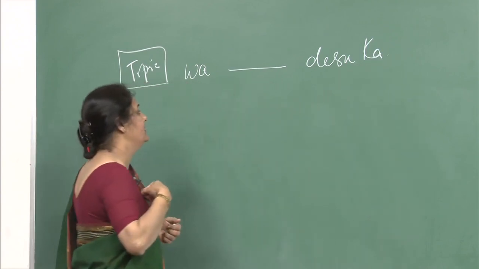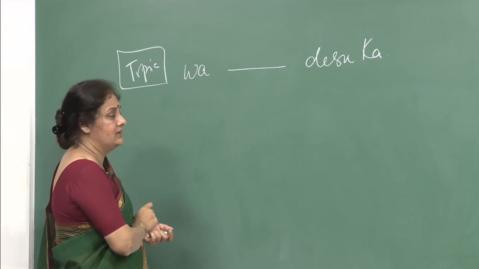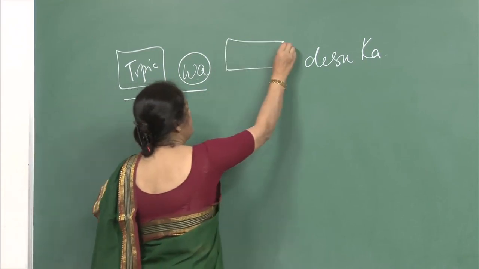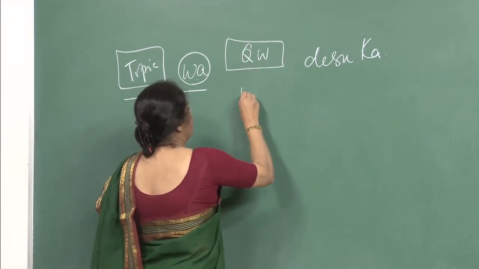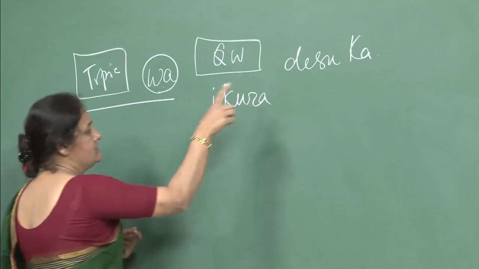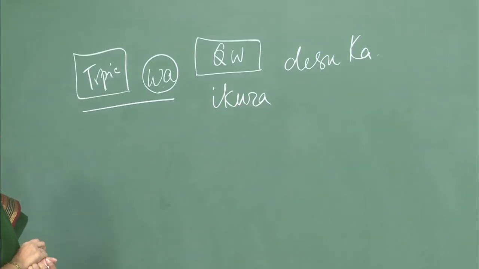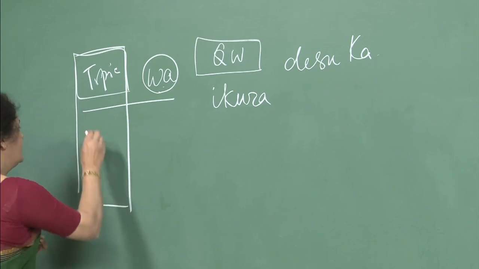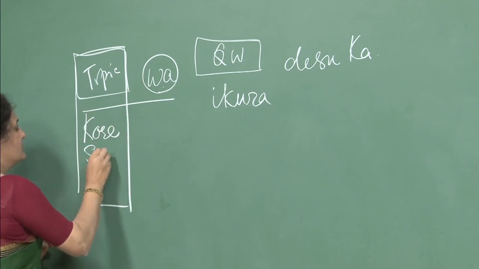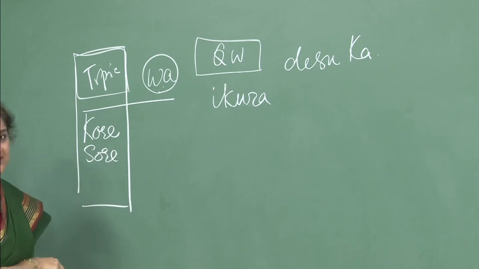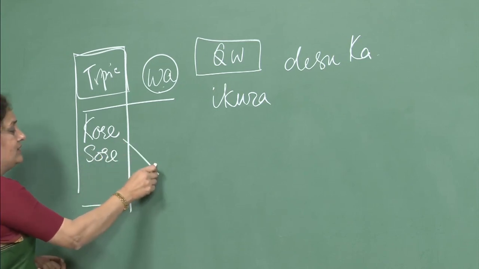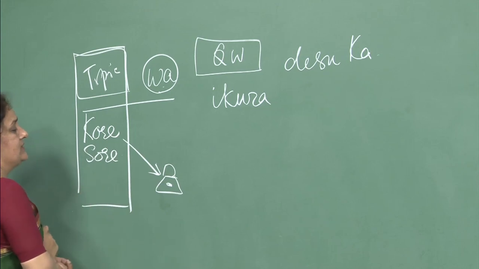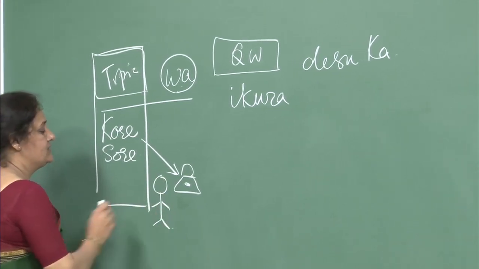We have done this pattern earlier also in the beginning in all the other previous chapters. So, after the topic, wa will always come. Now, this is an interrogative word, a question word, ikura. Now, you will notice the pattern as I told you earlier does not change at all, it remains the same. Topic could be anything. Over here, we are doing kore and sore. Kore wa ikura desu ka? Kore is actually pointing at something and saying, what is this?